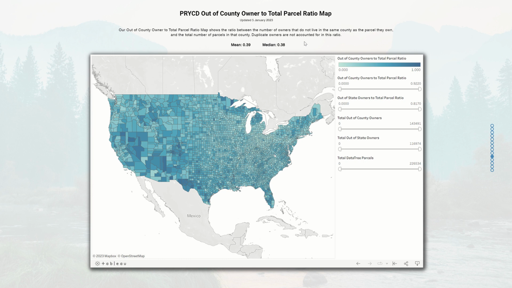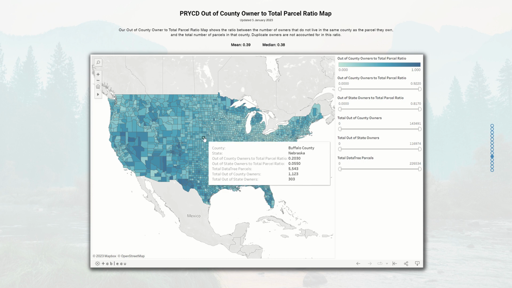And so to get this value, what we're doing is calculating the total number of owner records that do not live in the same county as their parcel and dividing that number by the total number of parcels in that county as a whole. And so we're able to provide you these values on a county by county basis across the United States.